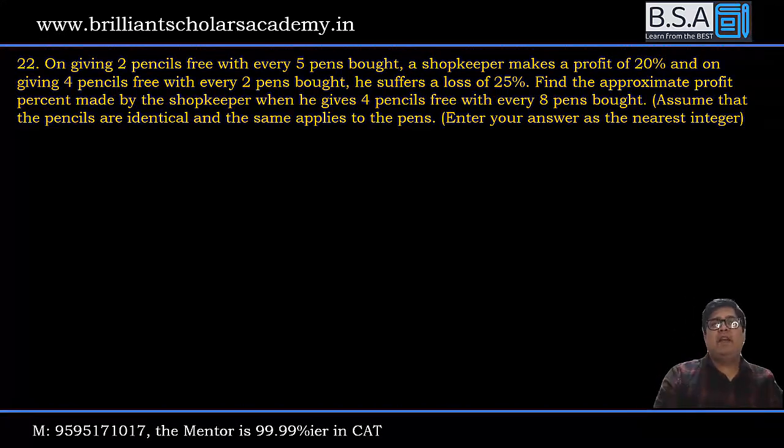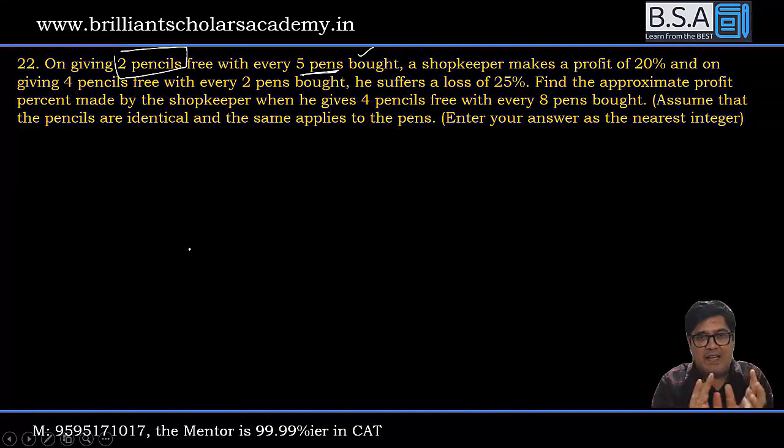You are paying money for pens. See, there are three conditions, three separate scenarios. In every scenario, what is being bought? Pen. Pen as a product is being bought. What is being offered for free? Pencil is being offered for free. So how am I creating the solution here?